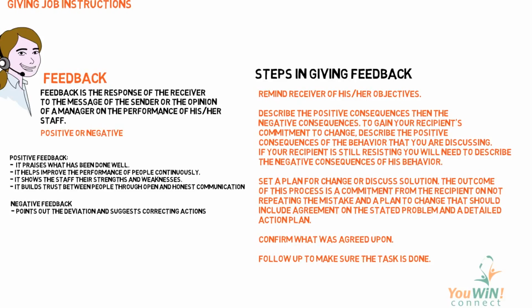If your recipient is still resisting, you'll need to describe the negative consequences of his behavior. For example, "But your frequent absence will lead to your isolation from your colleagues and from what is discussed in these meetings, and this will certainly affect your performance." The next step will be to set a plan for change or discuss a solution. The outcome of this process is a commitment from the recipient on not repeating the mistake and a plan to change, which would include an agreement on the stated problem and a detailed action plan. We need to confirm what was agreed upon and then follow up to make sure that the task is done.